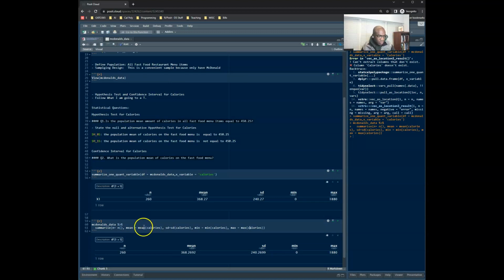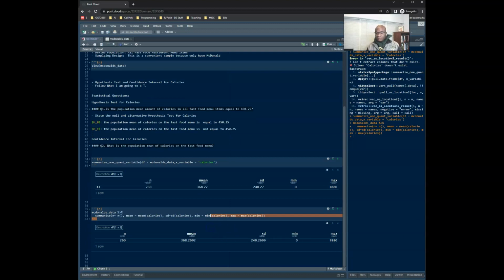So it's using the mean function, standard deviation function, min function, max function, whereas in the backhand, this is doing all that hard work for us. We don't have to specify the mean, standard deviation, and so on. This is a little bit more robust. You can do more things with this functionality. And so there's our information.